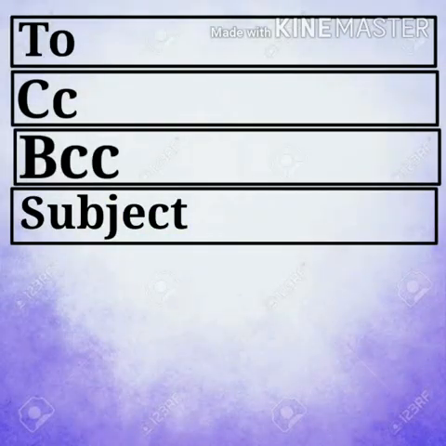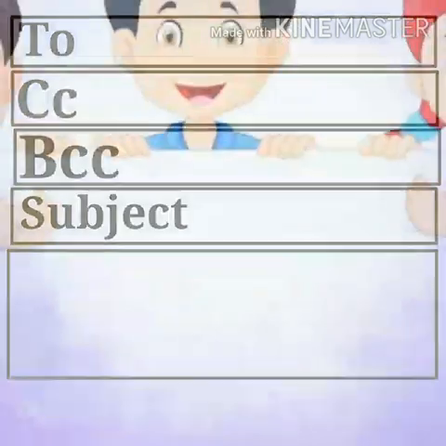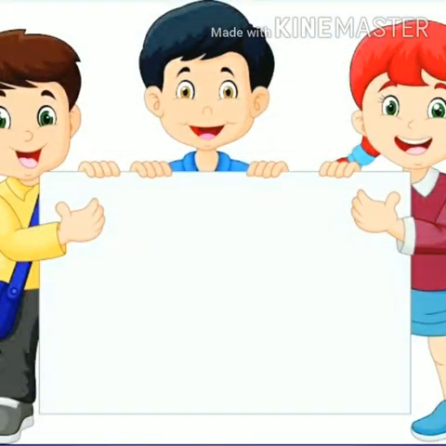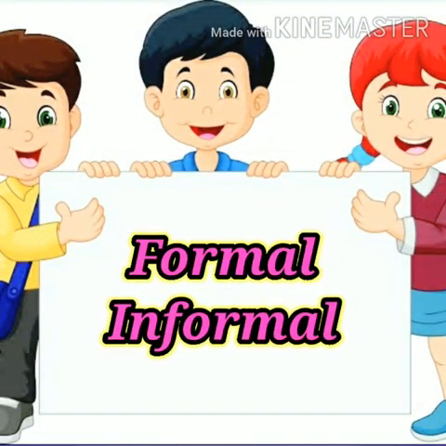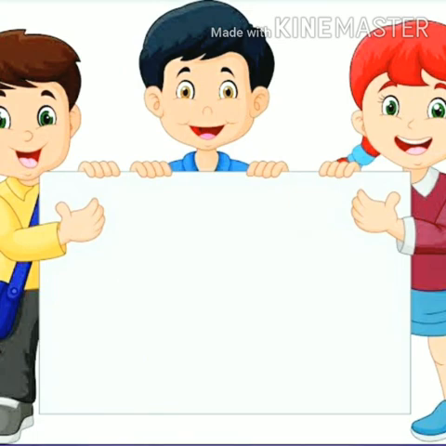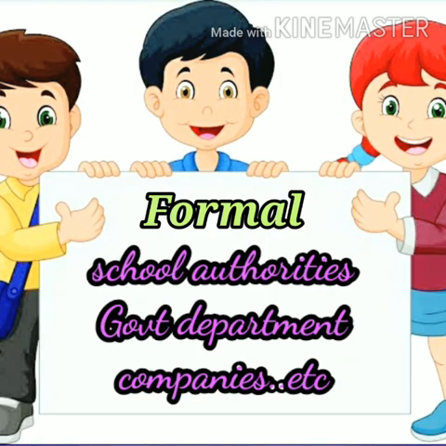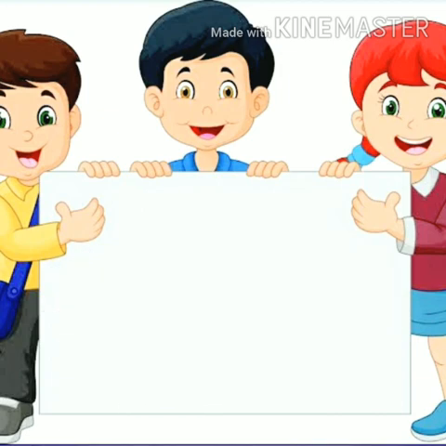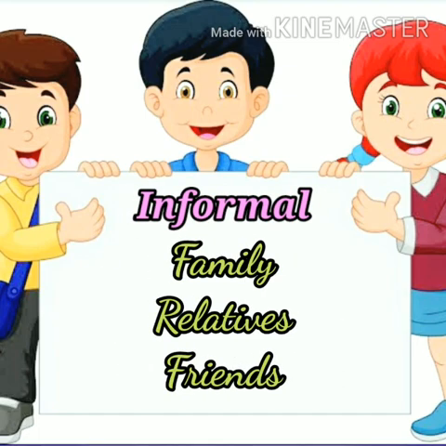Next to that, the body of the email. We have 2 ways to write the email. One is formal, one more is informal. A formal letter, usually we will write to the authorities like the principal and teachers in schools or any other government departments, companies. If you are writing to the authorities, that is a formal email. And informal, you know well, is written to our relatives, family members, and our close friends.